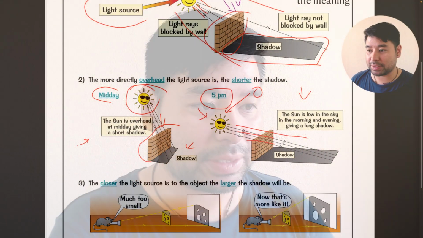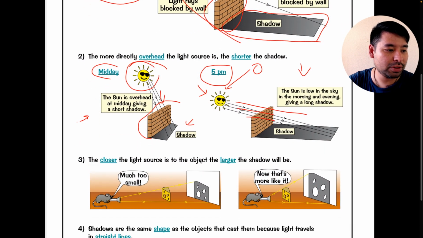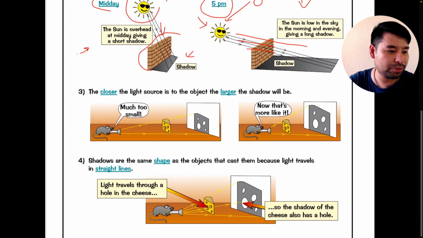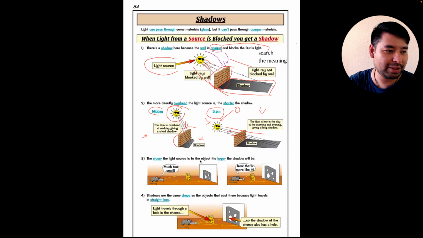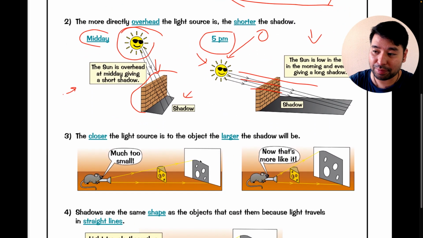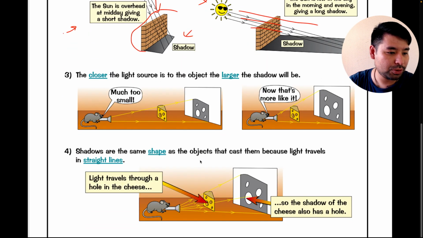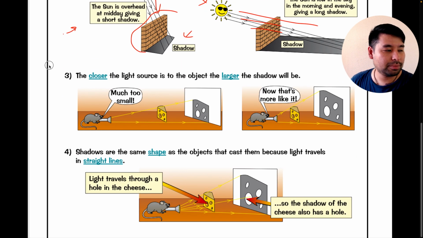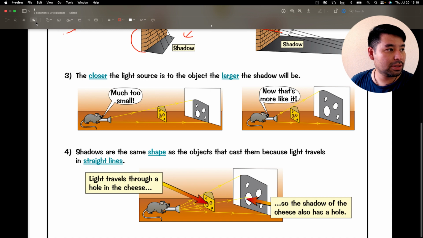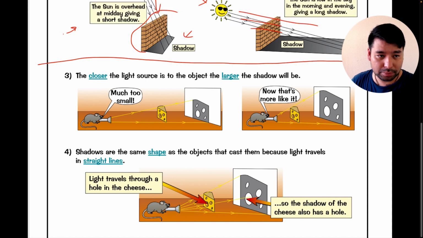So let's continue. Let's get back to our study, okay? Once we know that, we have number 3. Oh, sorry. Let's cover number 3 and number 4 first, right? So check it out. We have seen up to here. So let's go back here. The closer the light source is to the object, the larger the shadow will be.